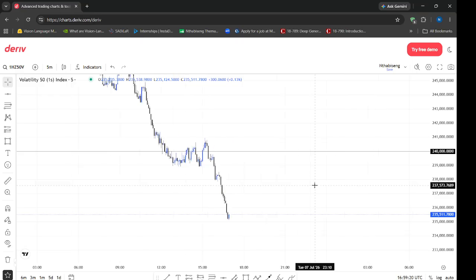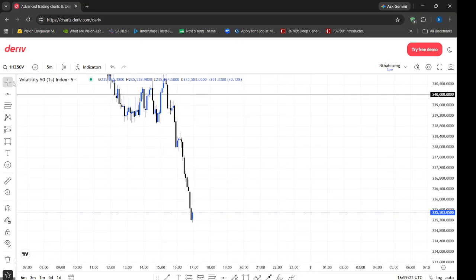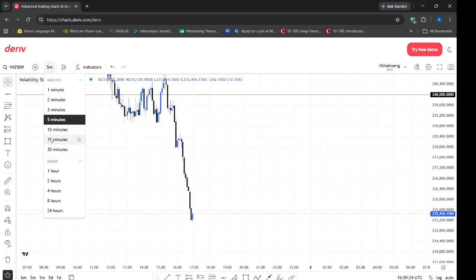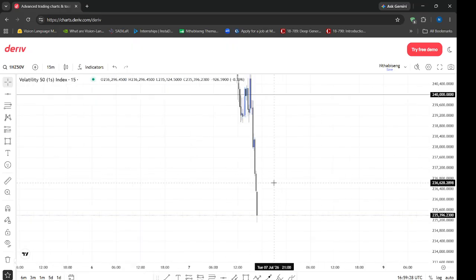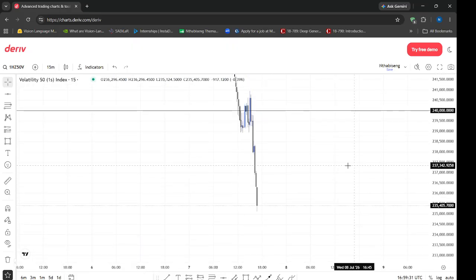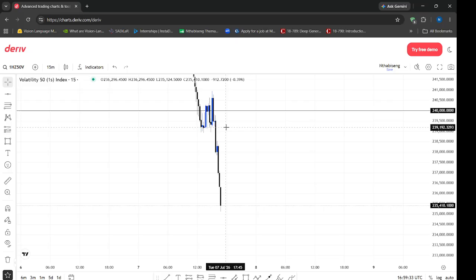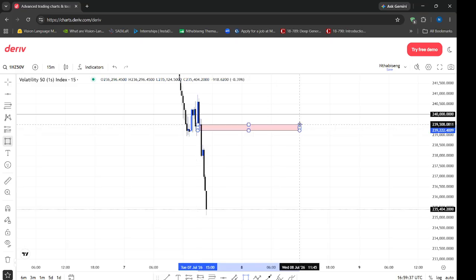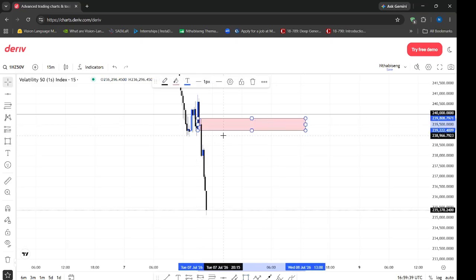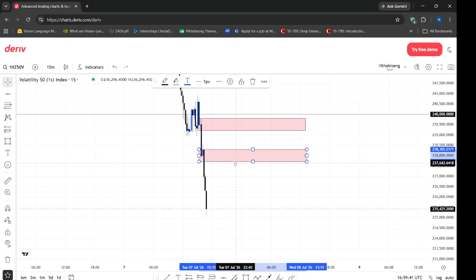So as you can see, I'm on a 5 minutes time frame, and still there isn't much for me to see, right? So that's what makes this difficult. And we can also see we have other blocks. We have two other blocks, right?